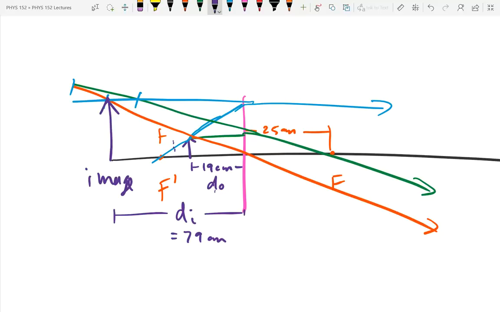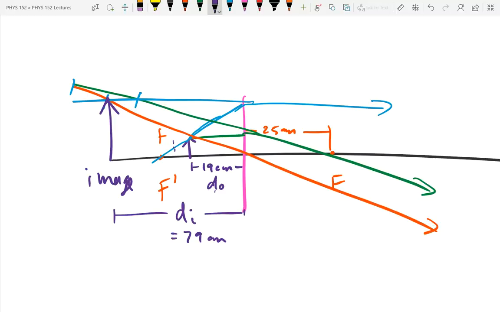So, what are the 25 centimeters for? The focal point would have to be near the object. The 25 centimeters is the distance from the lens to each F and F prime. Right, I have F prime and F drawn here. Thank you. Yeah. Any other questions here?